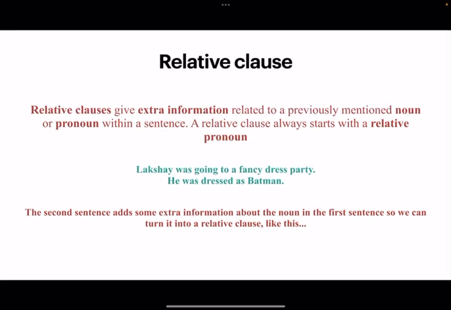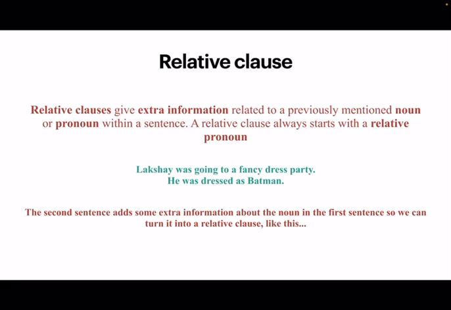So today we are going to do the topic of relative clauses. In the previous video, we did the types of sentences and we learned that we connect the independent and dependent clause in two ways. Either we can use a subordinate clause or we can use a relative clause. So let's get started. What's a relative clause, basically?